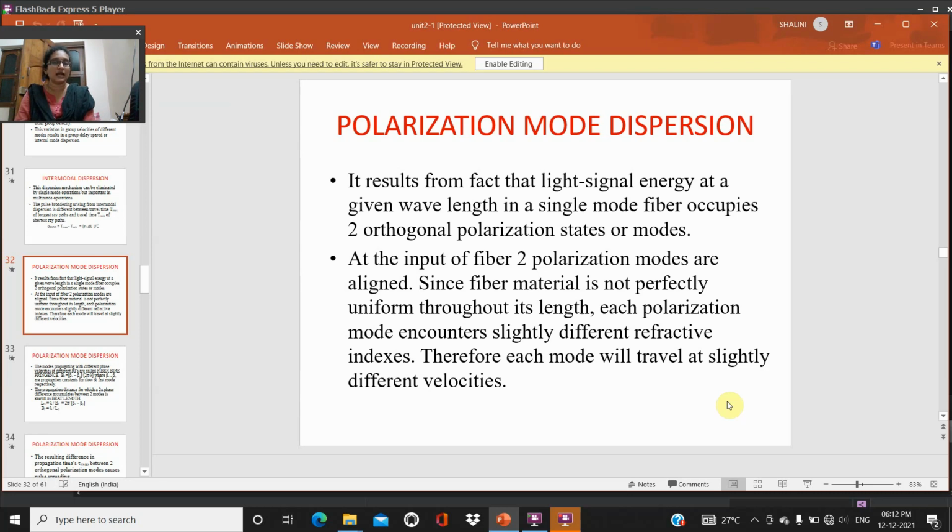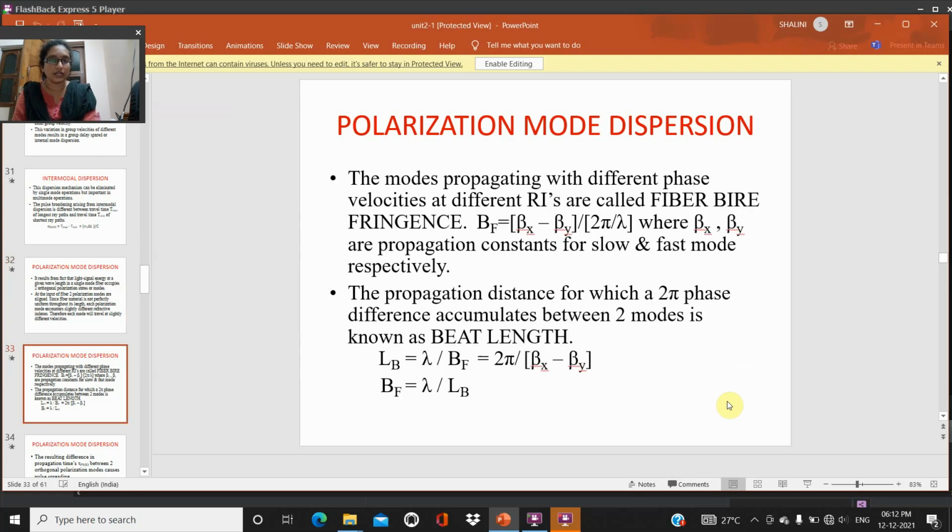Therefore, each mode will travel at different velocities. The modes propagating with different phase velocities at different refractive indices give rise to fiber birefringence. That is, B_f is equal to beta x minus beta y. Beta x denotes the propagation constant for the slow mode, and beta y represents the propagation constant for the fast mode, respectively.